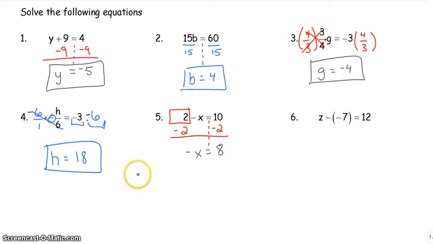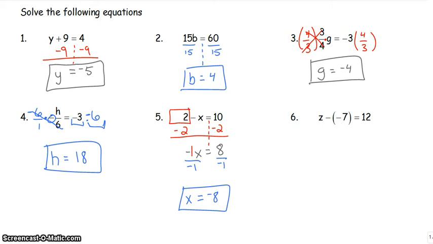Back to our last unit, we discussed coefficients. The coefficient of this x is a negative 1. We want all of our coefficients to be a positive 1. So to get rid of my negative 1, it's negative 1 times x right now. I'm going to have to divide both sides by that negative 1. Now a negative divided by a negative is a positive. X equals 8 divided by negative 1 is a negative 8. Now my coefficient is a positive 1, just like in numbers 1 through 4.